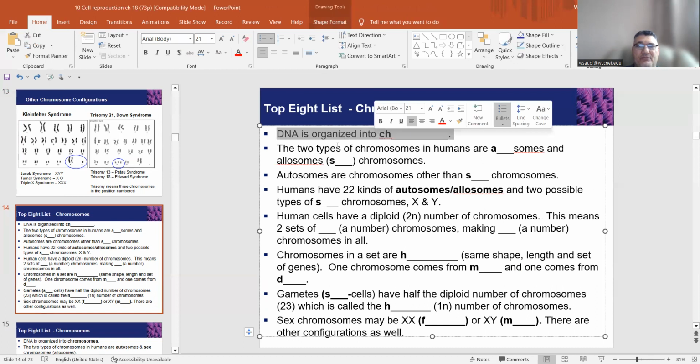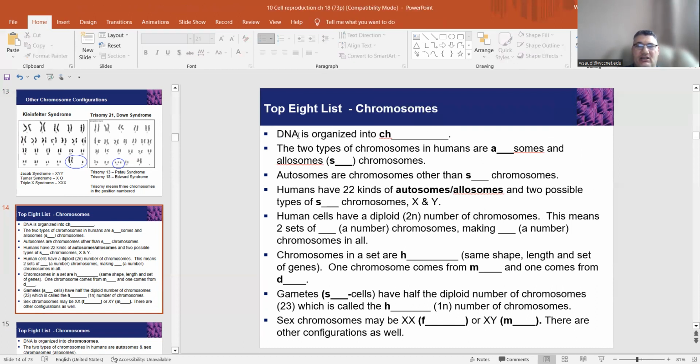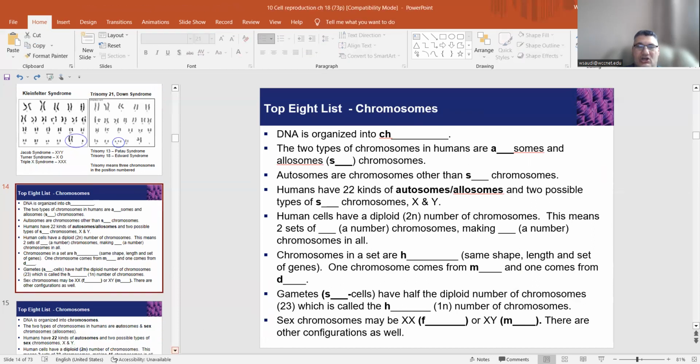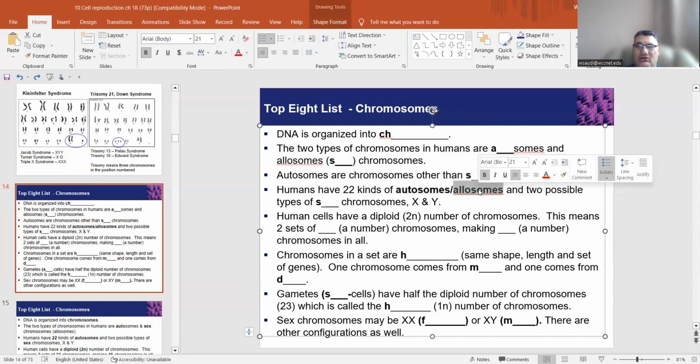So we mentioned that before. You should be able to answer easily. DNA is organized into chromosomes. The two types of chromosomes are the autosomes and the sex chromosomes. This is important, you should be able to tell. Autosomes are chromosomes other than the sex chromosomes, and the 22 are called autosomes. The allosome, number 23, is the sex chromosome.